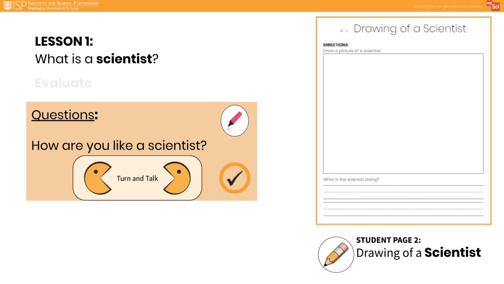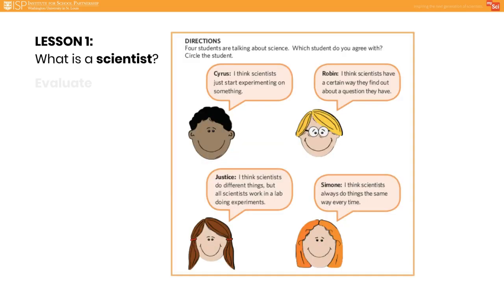In the Evaluate portion of this lesson, you'll have students discuss the idea about how they are like scientists. You'll then have them revisit their drawing of a scientist to see if they want to make any changes to their drawing. You can also find an adapted Page Keeley probe in the slideshow. Show students this slide and read through the different ideas that these students on the slide have about what scientists do. Have a discussion with your students to see who they agree with most.